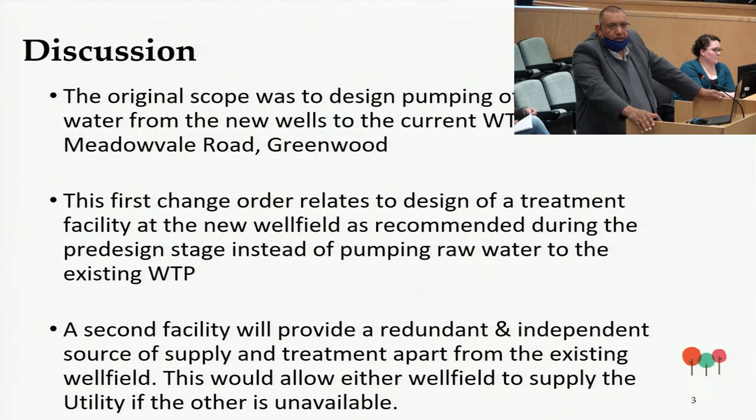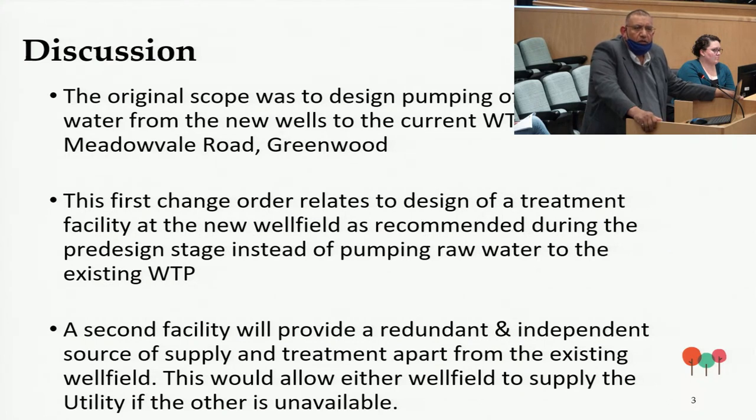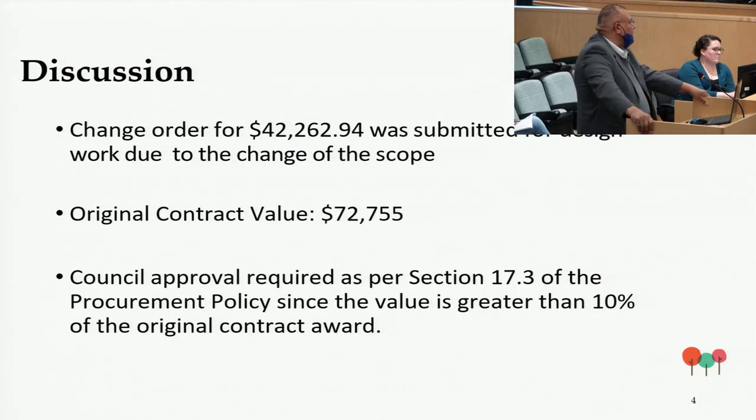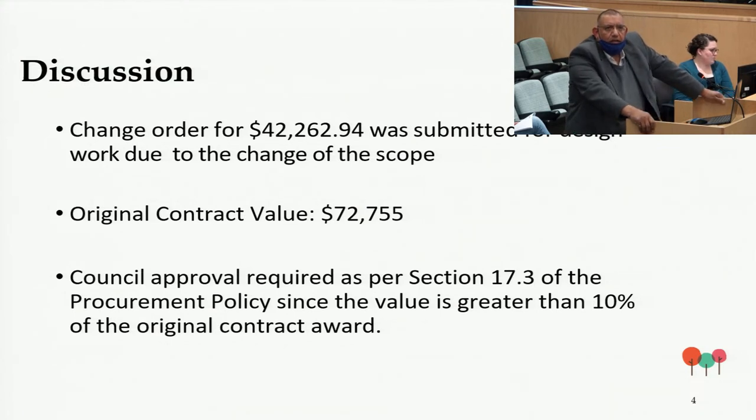And the first change, this one, is related to design of a new treatment facility at the new location for the Greenwood wells. And the second facility will provide a redundant and independent source of supply and treatment apart from the existing well field. And also this will allow either well field to supply the utility if the other one is unavailable. The value of the change order is $42,262.94, and this is related to the design of this new treatment facility.